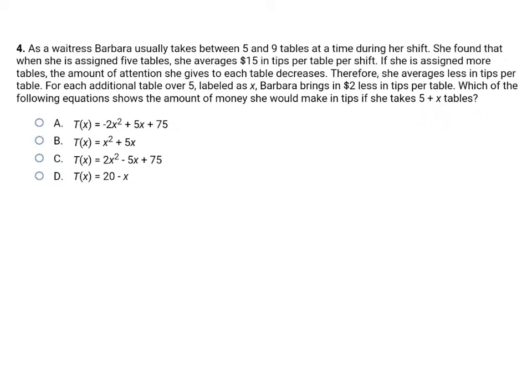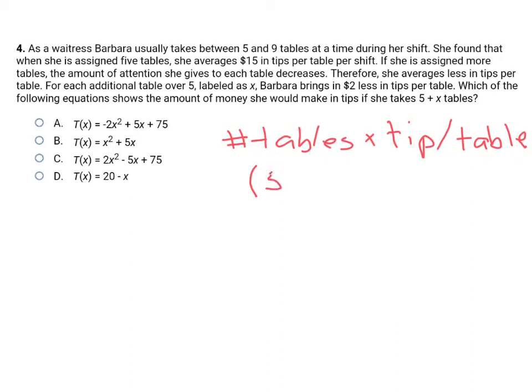Alright, so here we have to think about how she calculates her nightly income. So her nightly income is the number of tables times the amount of tips she gets from each table. So the problem already tells us that the number of tables she takes on is 5 plus X. So then we just need to find out how we could write algebraically the amount of tip that she takes per table, the average of that.